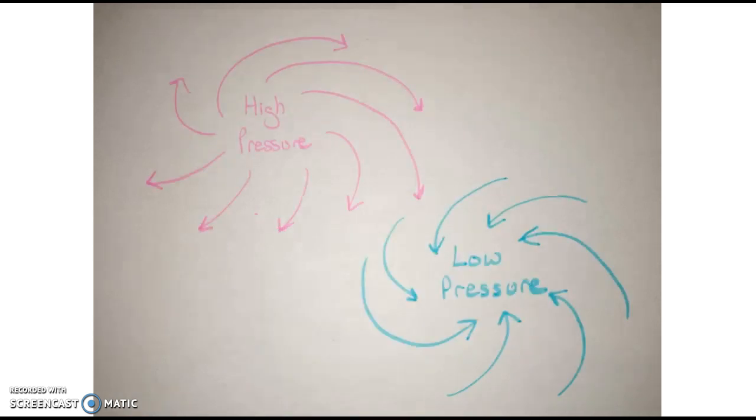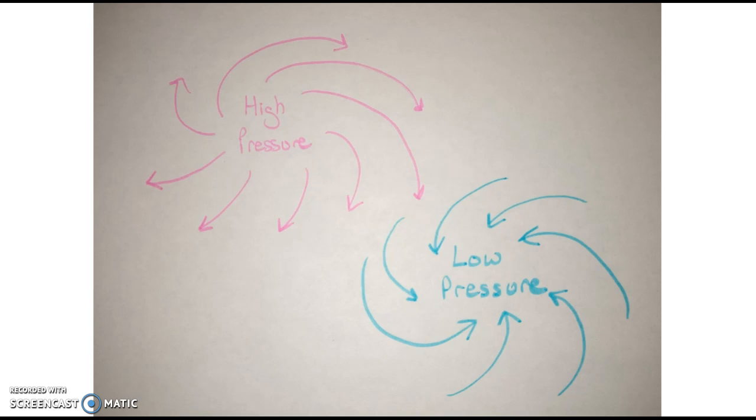Air flows from areas of high pressure to areas of lower pressure. The larger difference in pressure there is, the stronger the winds will be. Then the smaller the difference in pressure, the weaker the winds will be. This is known as the pressure gradient force.